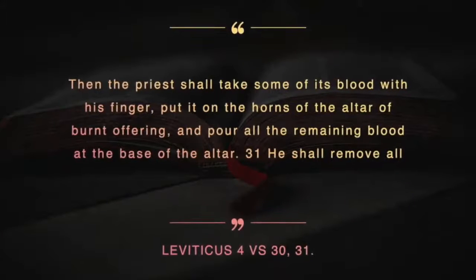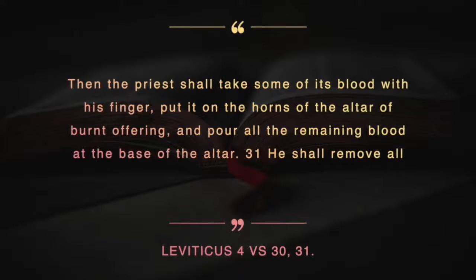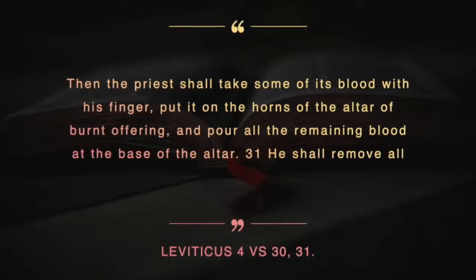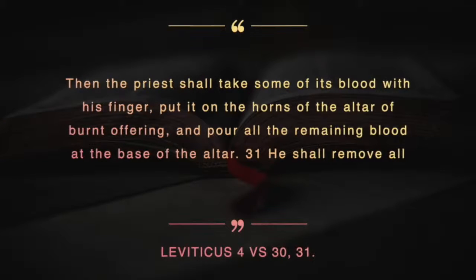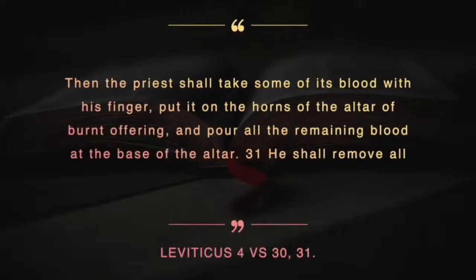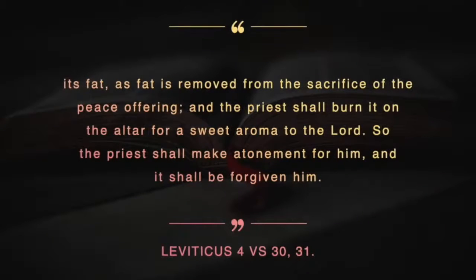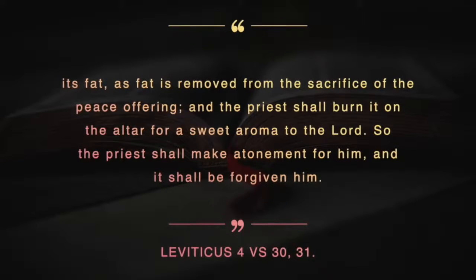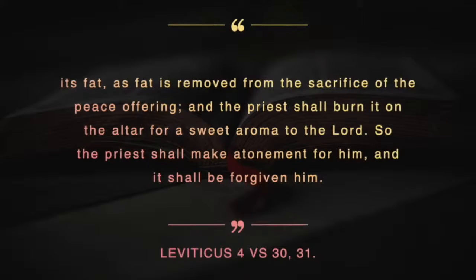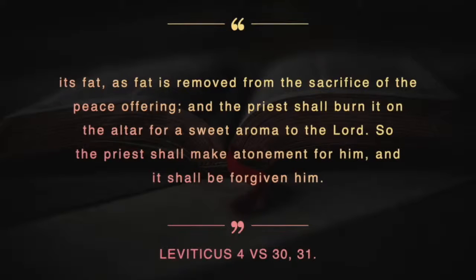Leviticus chapter 4, verses 30 and 31. Then the priest shall take some of its blood with his finger, put it on the horns of the altar of burnt offering, and pour all the remaining blood at the base of the altar. He shall remove all of its fat, as fat is removed from the sacrifice of the peace offering. The priest shall burn it on the altar as a sweet-smelling aroma to the Lord. So the priest shall make atonement for him, that is, for the sinner, and it shall be forgiven him.